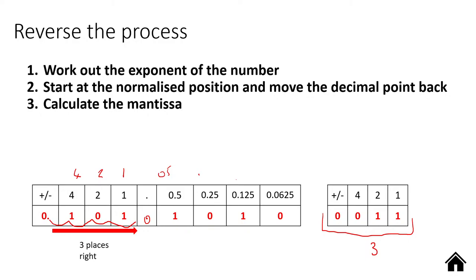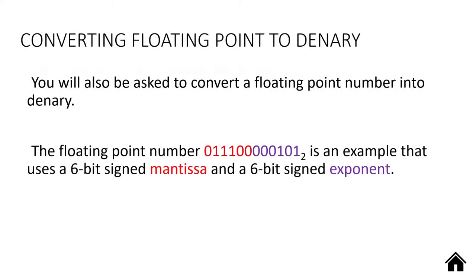Now, if that's too quick for you, we're going to do some exam questions in a minute. So something like this here, you need to reverse the process on. The floating point number is 0111000001. It's an example that uses 6-bit signed mantissas. So that's 6-bit mantissas. 6-bit exponents, it's 1, 2, and 4, this is the exponent at the back, so that's 4, 5, 6, so that's actually just 5 in total. The decimal point is here in the normalized position. You go 1, 2, 3, 4, and 5, put your decimal point there, 1, 2, 4, 8, 16, add them together. And hey presto, you're done.